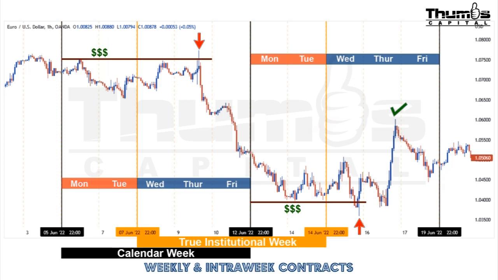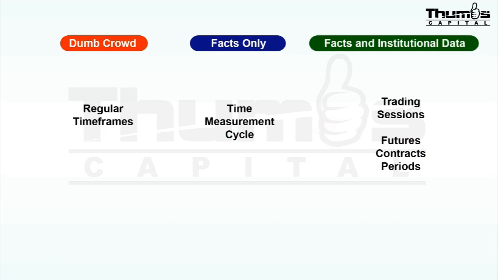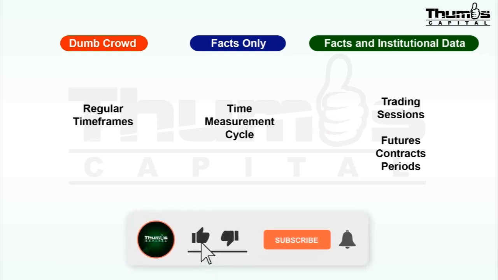Personally, I focus more on the contract periods. It's supported by data, it's supported by the Commodities and Futures Trading Commission contract. It's supported by the COT data, unlike the time measurement method. The time measurement cycle method is also good, but I don't really focus much on it. I focus more on the sessions and the contracts. Those are very good ways to select your time frame or the time period to analyze, and they play out really perfectly.